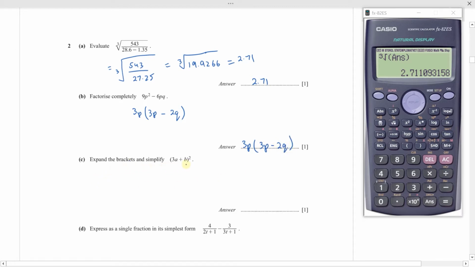Expand the brackets and simplify this. So you can use the expansion rule, which is a plus b square is a square plus 2ab plus b square. So you'll use this here as well. Your value 3a is your full value of a here. So that will become 9a square plus 2 into 3a into b plus b square. So you have 9a square plus 6ab plus b square. So that will be your final answer, 9a square plus 6ab plus b square.